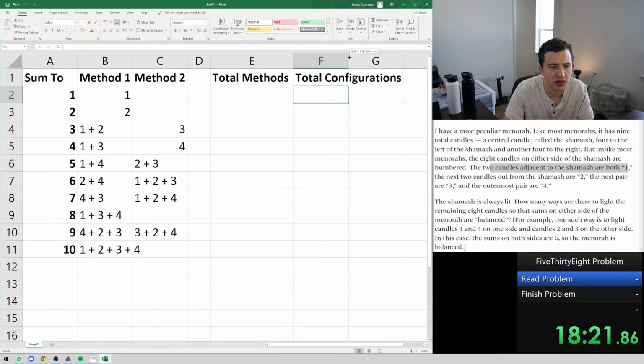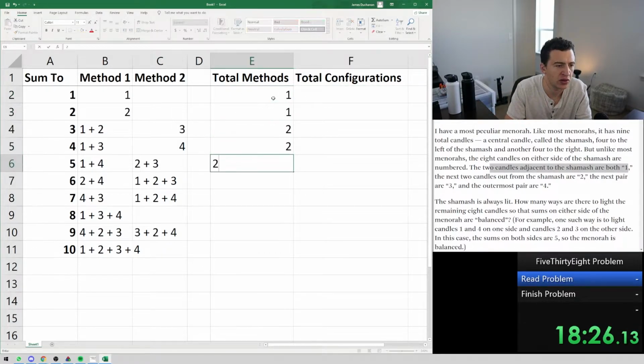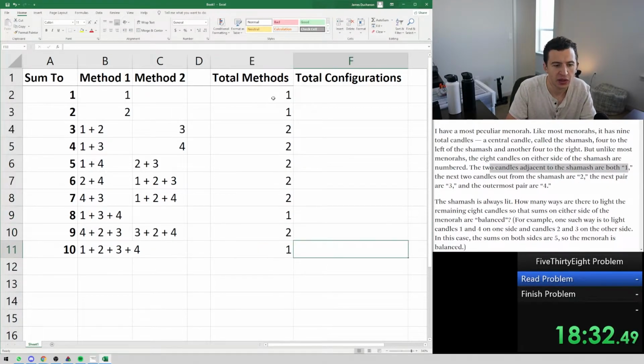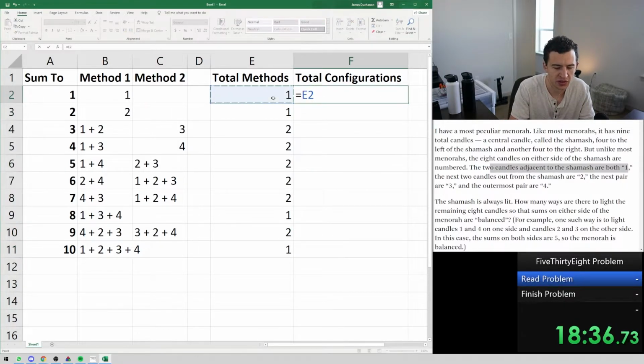And so what I want to do now is come up with a total number of methods. So it's 1, 1, 2, 2, 2, 2, 2, 1, 2, 1. These are the number of ways that you can get to each sum. And then we're basically going to square each side. So it's going to be this times this.